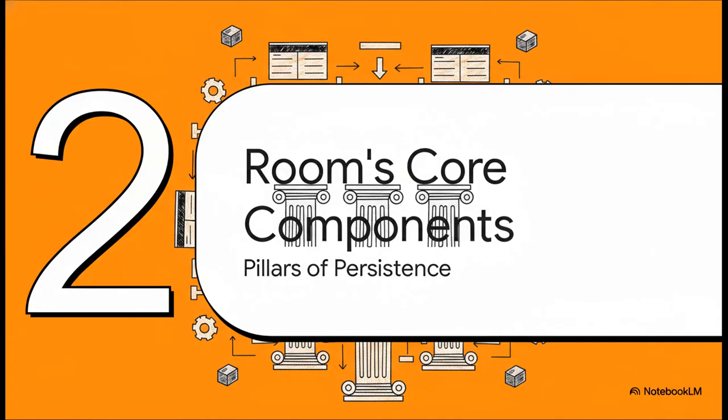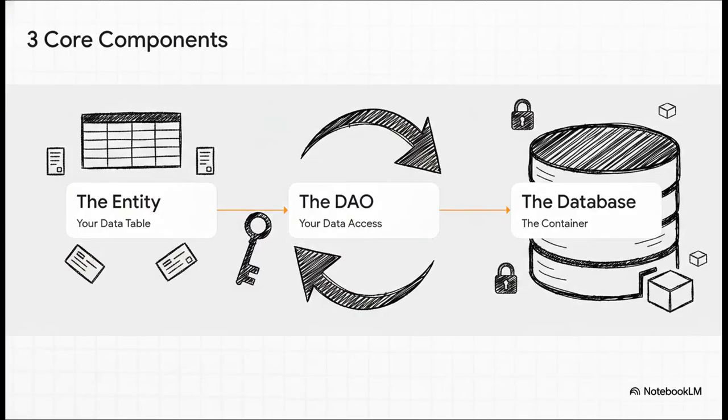Okay, so how does Room actually build this amazing bridge? The really beautiful thing about it is how simple it is. It's all built on just 3 core components. I like to think of them as the 3 pillars that hold up the entire system. Once you get these 3, you totally get Room. And there's a really clear flow.